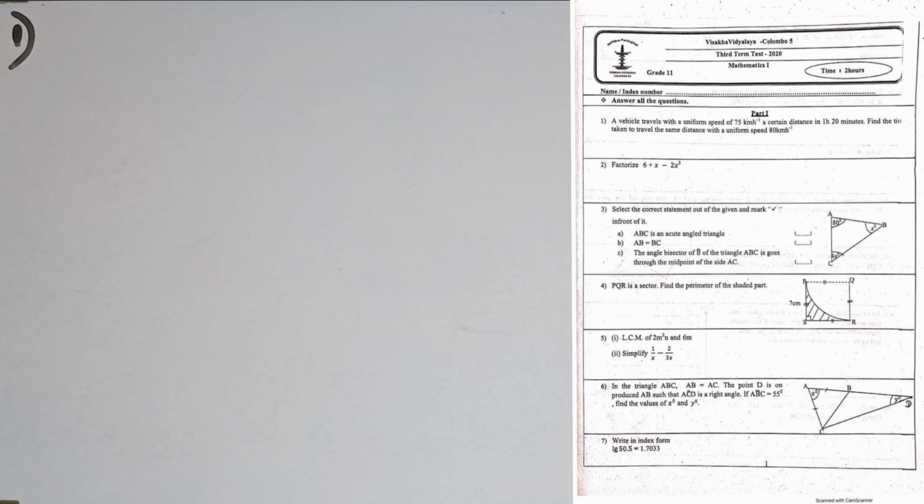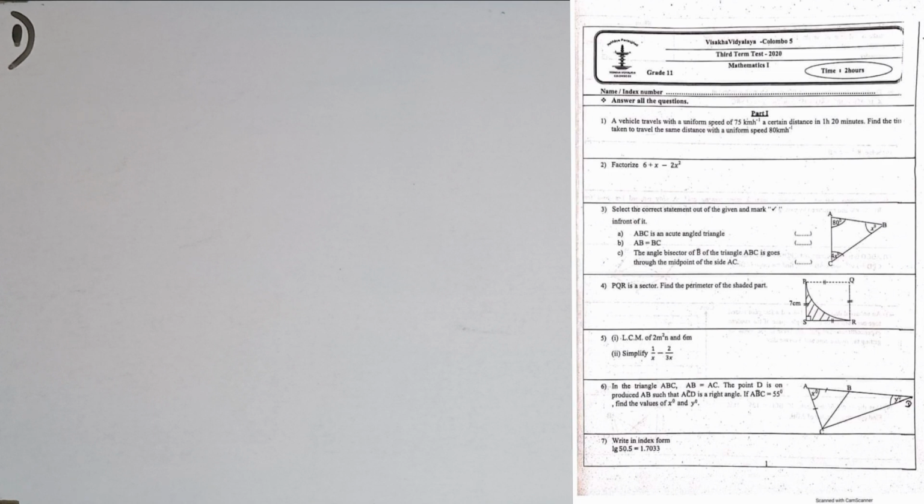First question. A vehicle travels with a uniform speed of 75 kilometers per hour a certain distance in 1 hour 20 minutes. Find the time taken to travel the same distance with a uniform speed of 80 kilometers per hour. First we have to find the distance gone by the vehicle.